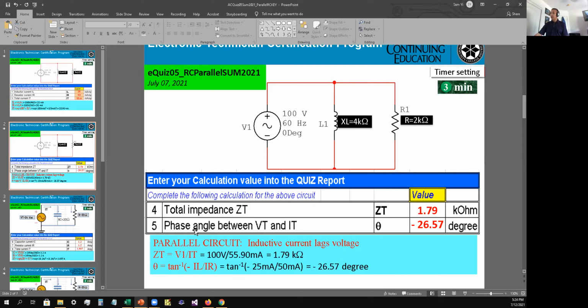Number 4, the phase angle between VT and IT. Since this is a parallel circuit, inductive current lags voltage, so we should get a negative angle. Theta equals arctangent of the quantity negative IL divided by IR. So we get arctangent of negative 25 milliamps divided by 50 milliamps, equal to negative 26.57 degrees. Any question on that?